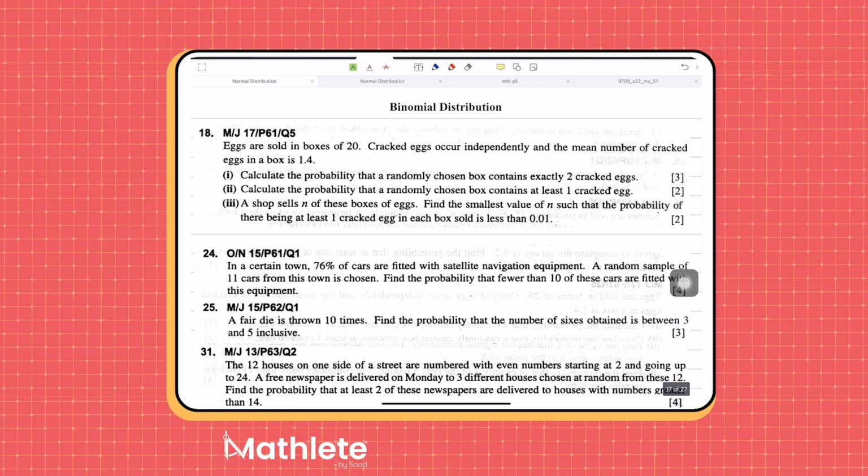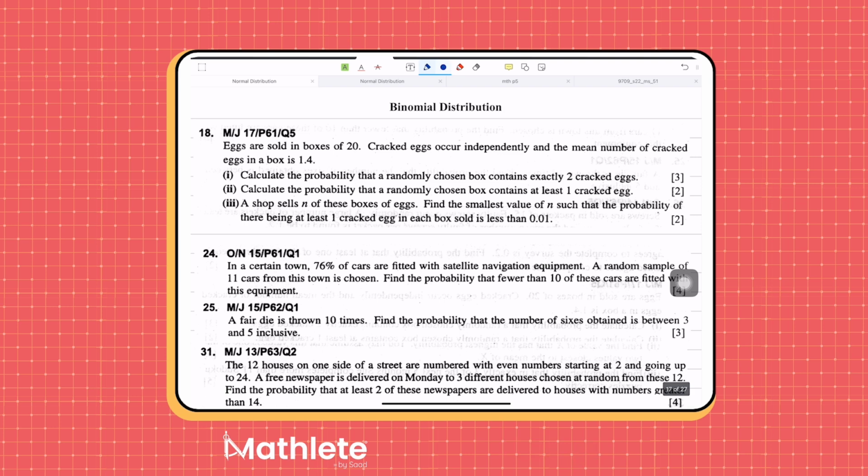If I want to find out the probability of cracked eggs, what do I need? I need the total number of eggs, and I need the number of cracked eggs. Do I have that? Yes, we do. So technically, it becomes the same formula: favorable upon total.